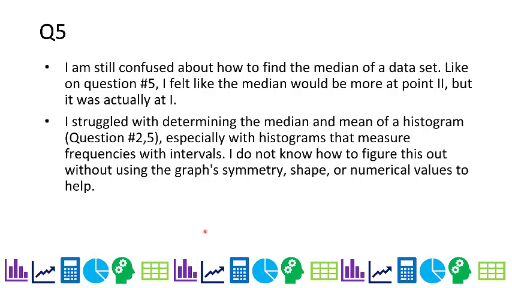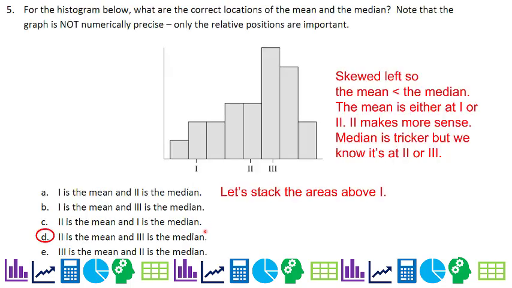Question 5, how do we find a median of a data set? So let's go ahead and look at this one. You don't have to calculate the exact mean and median. So we know it is skewed left, so the mean is less than the median. So the mean is either at 1 or 2. It can't be at 3. Now 2 makes more sense, but the median is trickier. We don't know. We know it's either at 2 or 3.